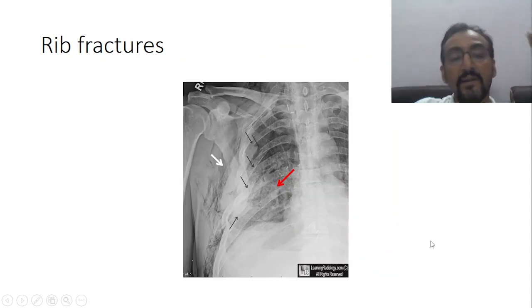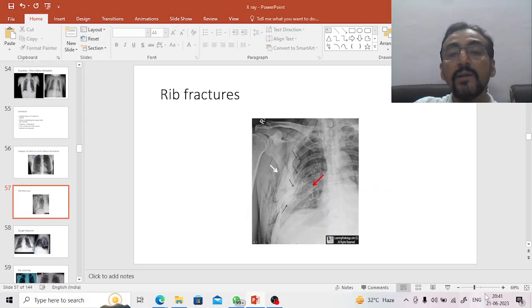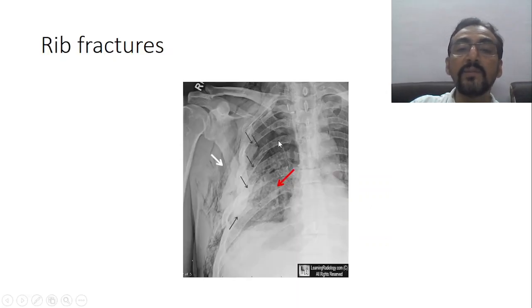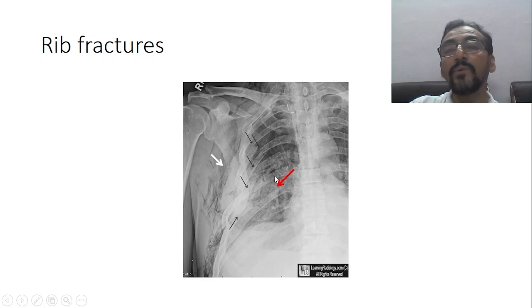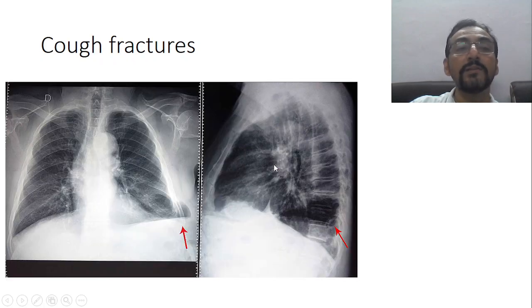This is another example of rib fracture. This is a lateral view. In the lateral view you can see many things very well. See, the rib is completely gone. This arrow mark, just look into the arrow mark. These two ribs are completely gone. So this is again in the lateral view if you want to see the rib fracture.